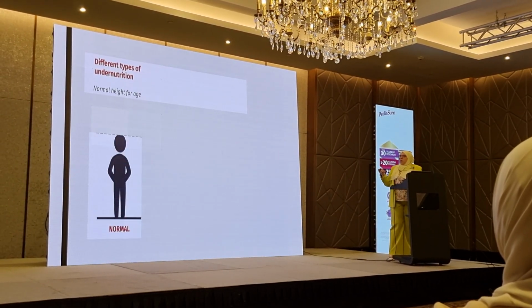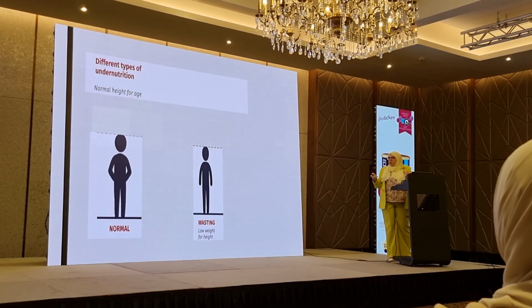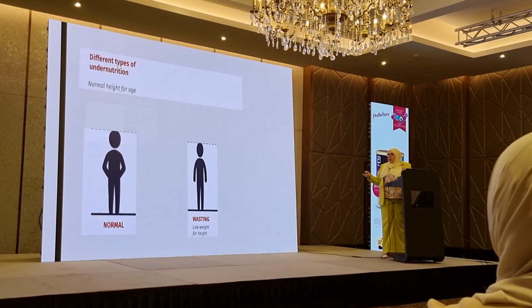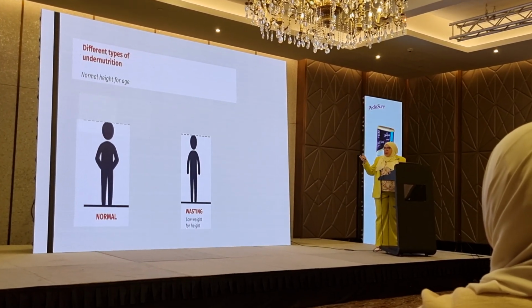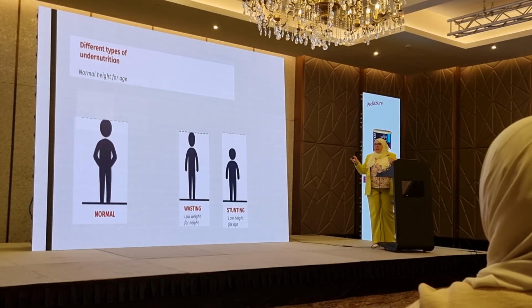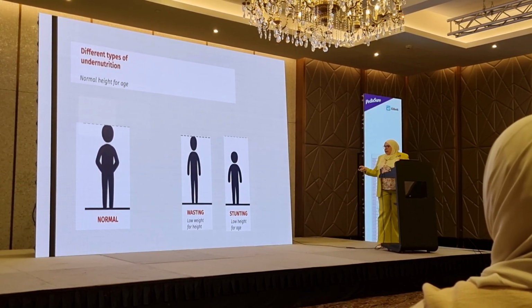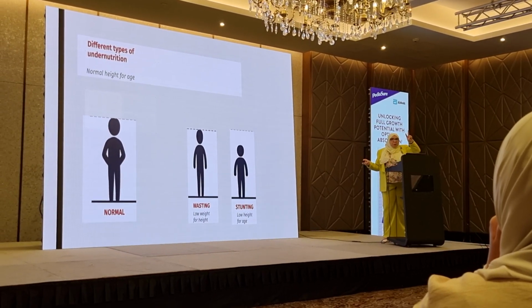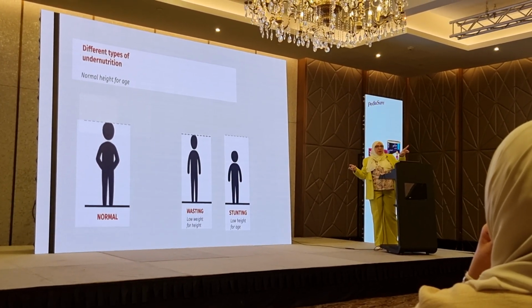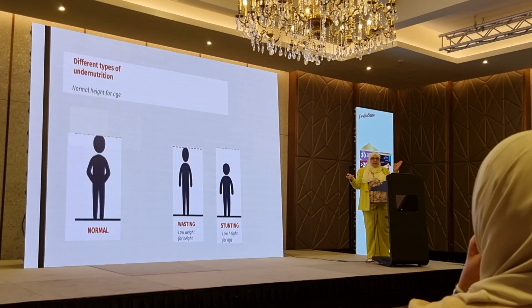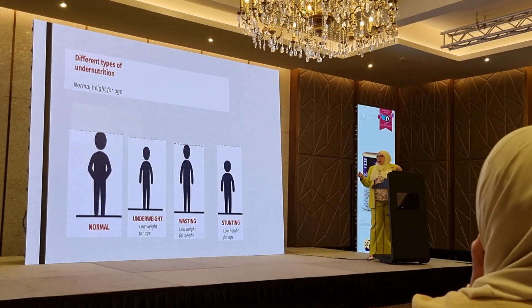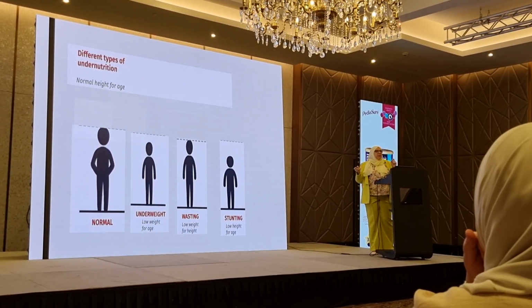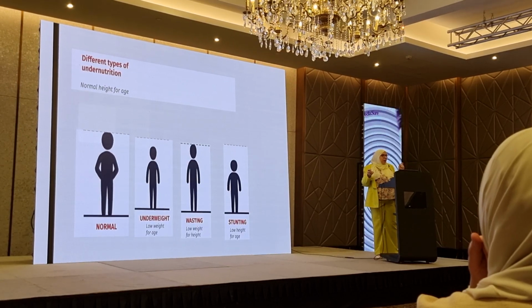So here is to explain that when we have low weight for height at the same age, at that moment he is wasting, and this is reversible. The stunting is when the height is compromised, and this is type 2, and this one is difficult to reverse, so we should not reach the stunting. And the third one, when it's underweight, when the weight is not good for the height, this is type 1.